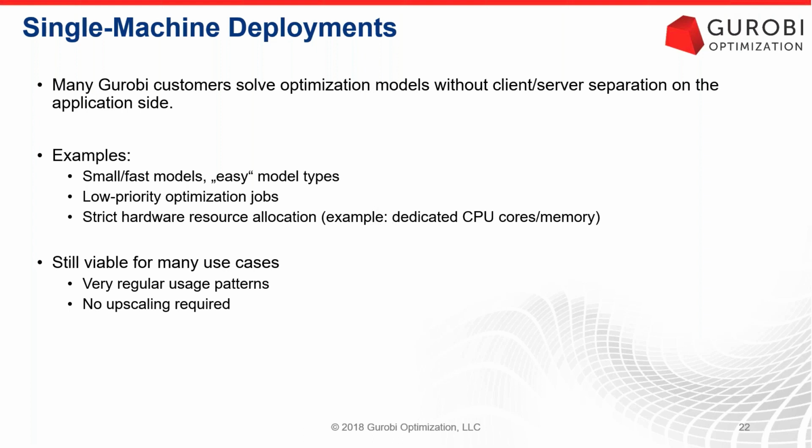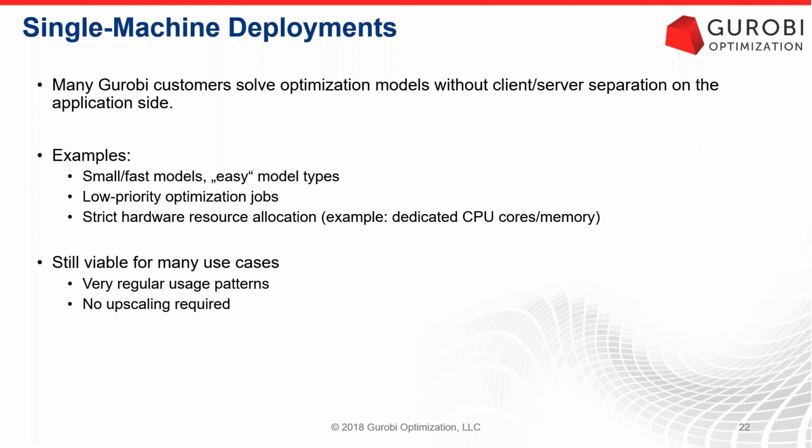And there are many use cases where this works perfectly. For example, of course, for small models, for fast models. So if you solve models that solve within seconds or fractions of a second, the computational resources for this are usually very small compared to the rest. So why not run it on the same machine?